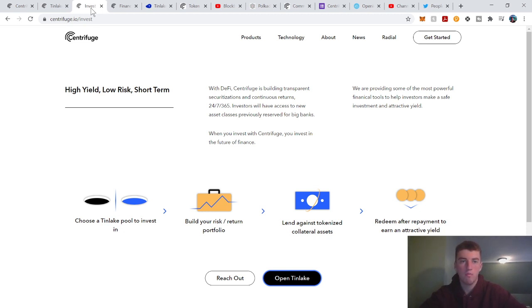Is that a word? I don't know. Malness. I think that's a word. Just bad actors, basically. So why would you invest in it? Choose a Tinlake pool to invest in. Build your risk portfolio. It might be a good diversifying aspect of your crypto holdings. And lend against a tokenized collateral asset. Redeem. So this is saying maybe other protocols will be able to build around DROP in Tinlake. Redeem after you earn the interest, right?